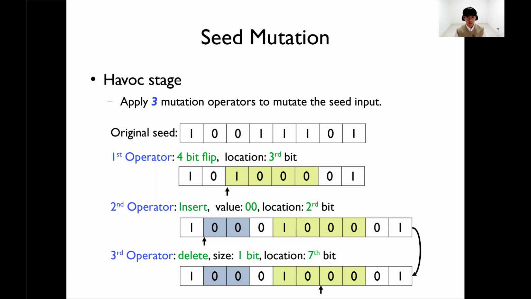Then let's apply the third operator, delete, which deletes 1 bit at location 7. So finally, we generate a single mutant, M1, generated by the Havoc stage. As you can notice, all the text highlighted in green denotes the randomness of the Havoc stage, including the kinds of operators, the values or size related to each operator, the location to apply the operator, and so on.